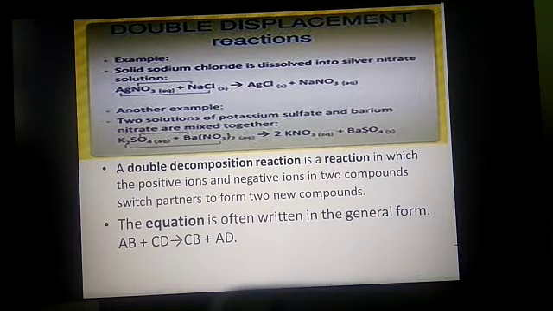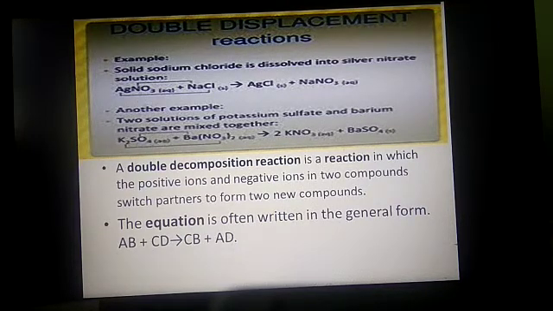So, for example, here solid sodium chloride is dissolved in silver nitrate. It gives silver chloride plus sodium nitrate. See here, it is replacing, with the ability of an element to displace another. So nitrate combines with sodium, forms sodium nitrate, and silver combines with chlorine, forms silver chloride.